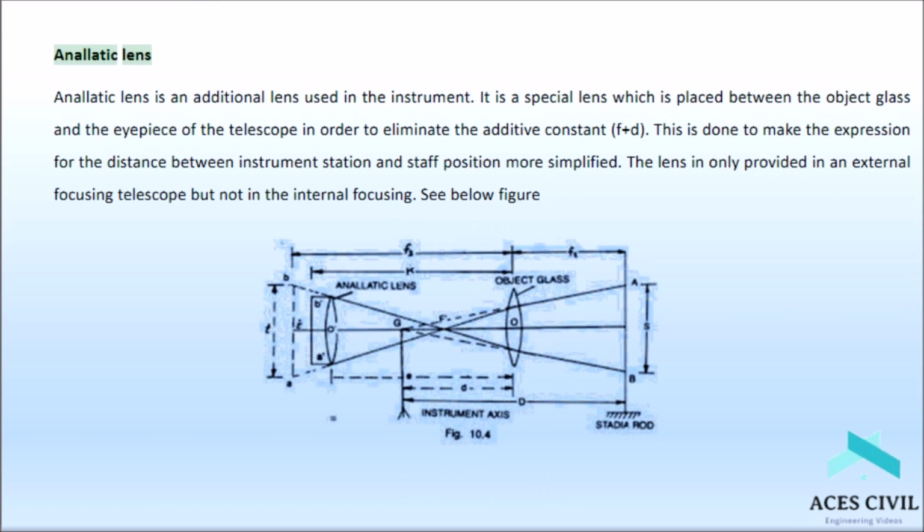Analytic lens. Analytic lens is an additional lens used in the instrument. It is a special lens which is placed between the object glass and the eyepiece of the telescope in order to eliminate the additive constants, F and D. This is done to make the expression for the distance between instrument station and staff position more simplified. The lens is only provided in an external focusing telescope but not in the internal focusing. See below figure.